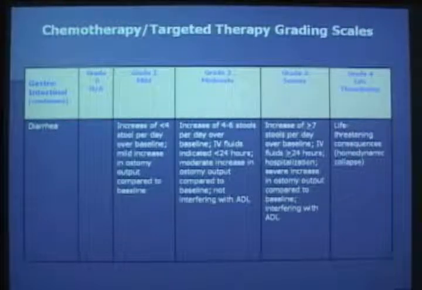They may have an increase in their ostomy compared to normal, but it does not interfere with their activities of daily living. Grade 3 is 7 or more stools per day. They could also require or not IV fluids of 24 hours or longer in the hospital. A copious amount from their ostomy, and it does interfere with their activities of daily living. Diarrhea can be life-threatening, and the qualifier for this is it causes a hemodynamic collapse.